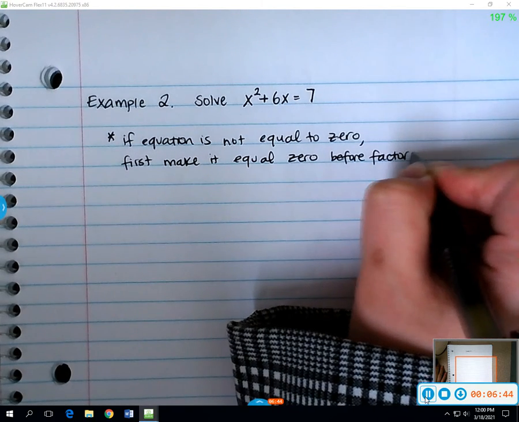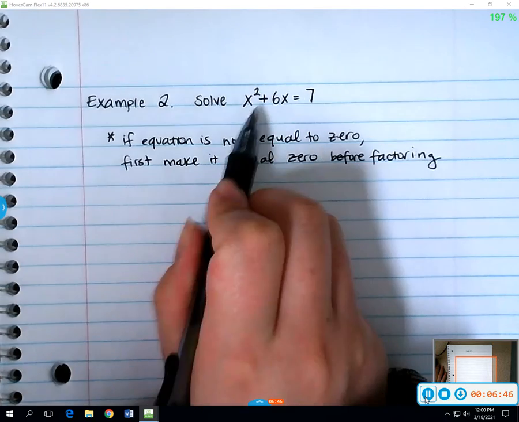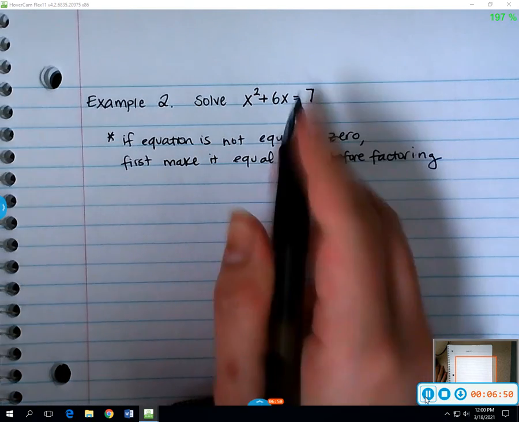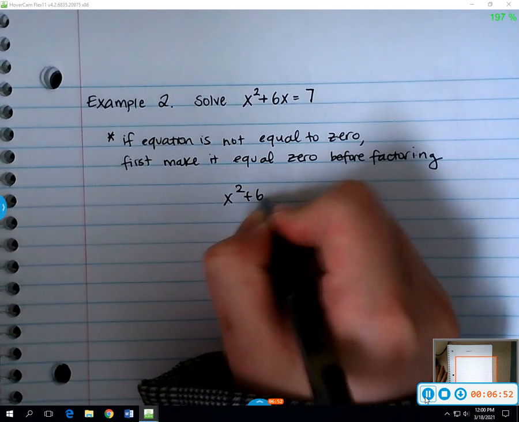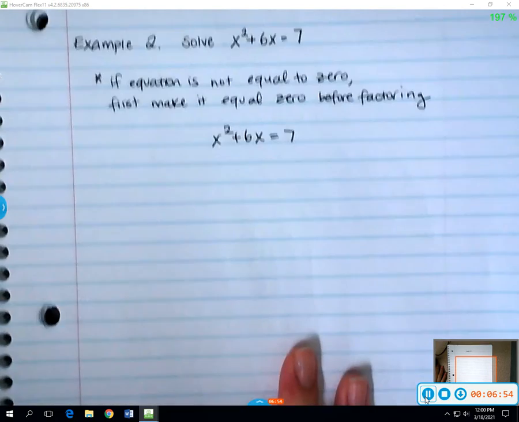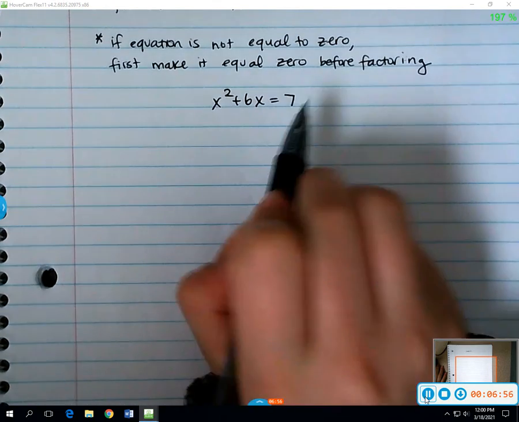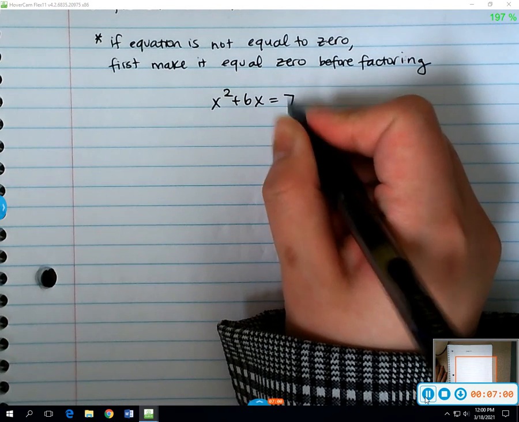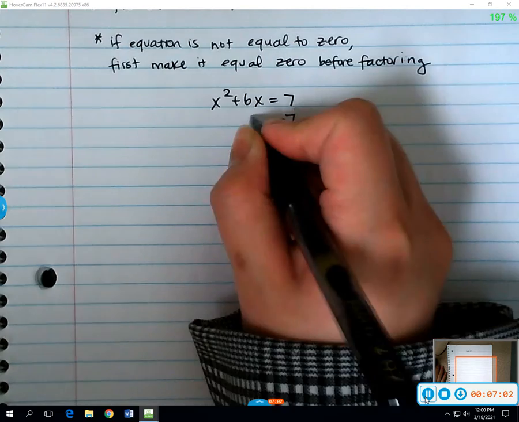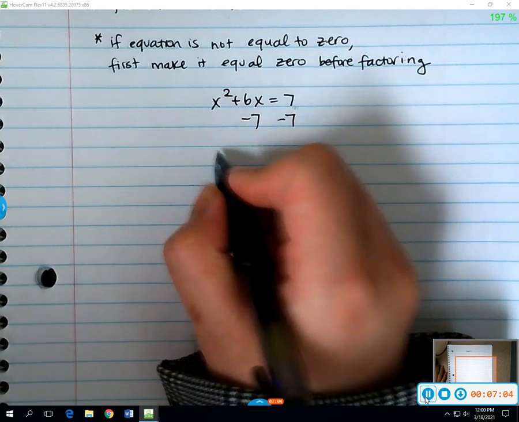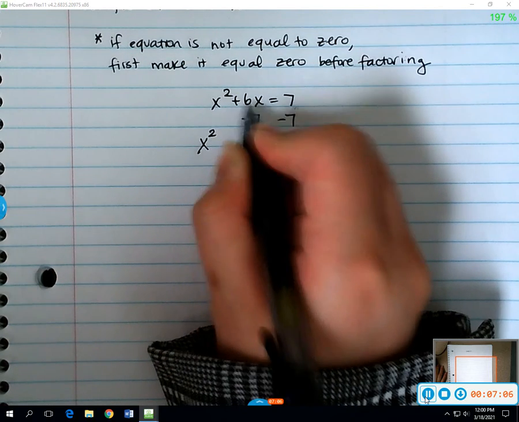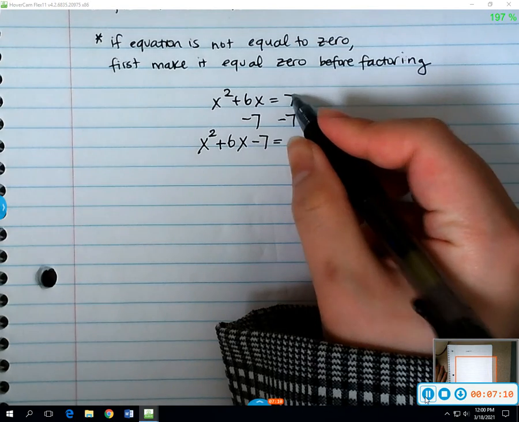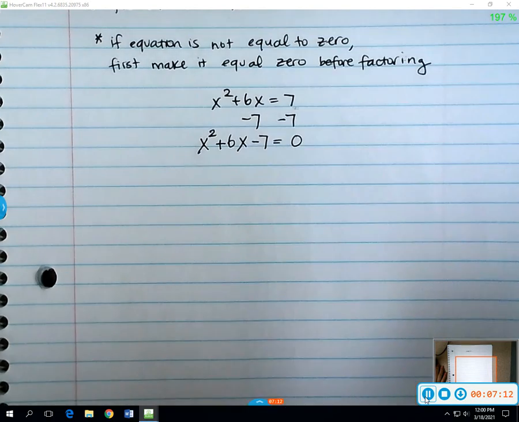So how do we make it 0? We can just add or subtract on both sides. If I have x squared plus 6x equals 7, and I need this side to be 0, then I do the opposite. Since this is a positive 7, I'm going to subtract 7 on both sides. This will leave me with x squared plus 6x minus 7 on the left side, and 7 minus 7 is 0.